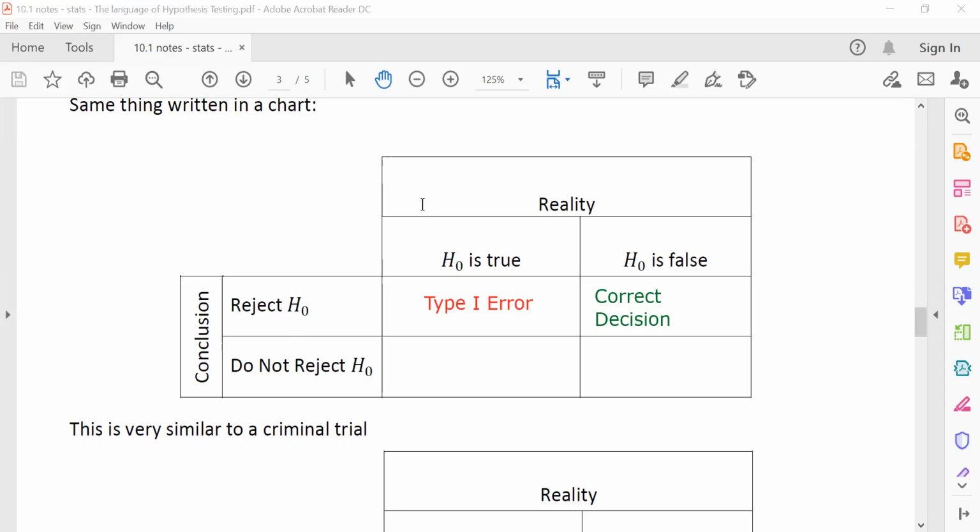Now the next box here, it says do not reject H naught when in fact H naught is true. That is a correct decision. If H naught is true, if the null hypothesis is actually honest to goodness true, we would not want to reject it. And in this particular box, we have made the correct decision.